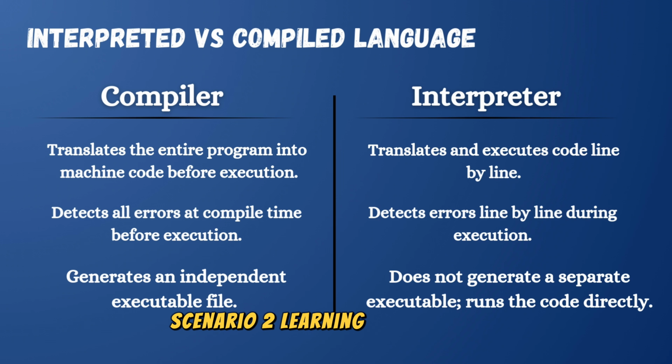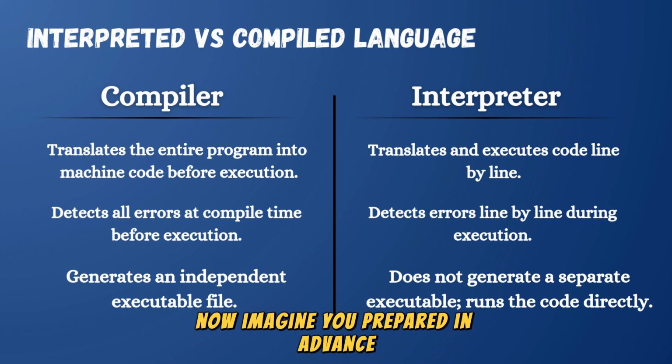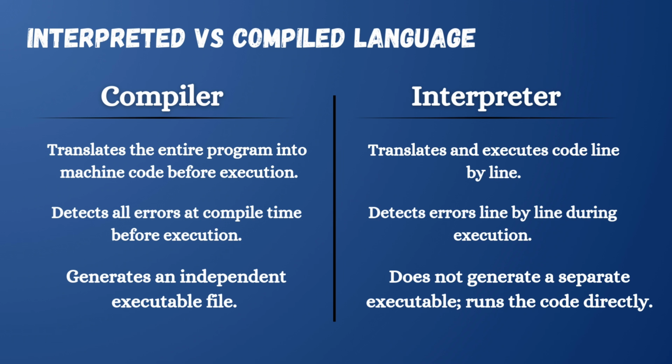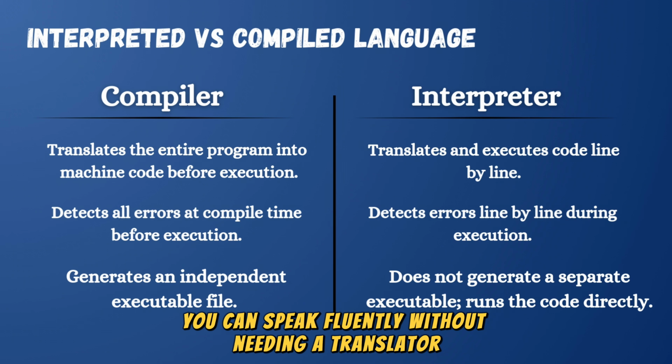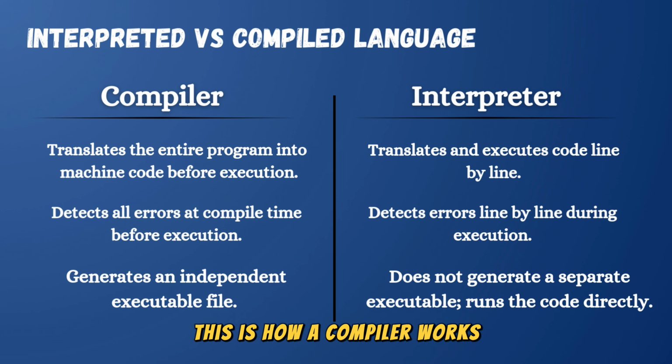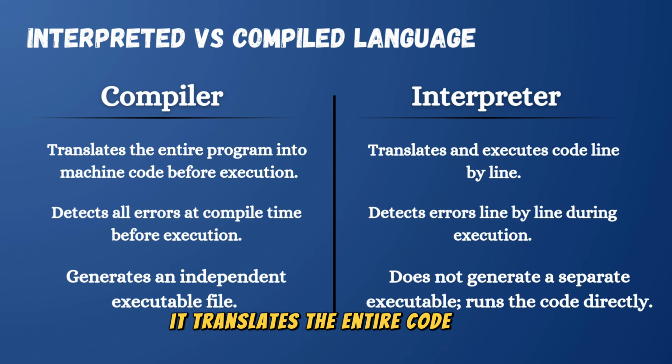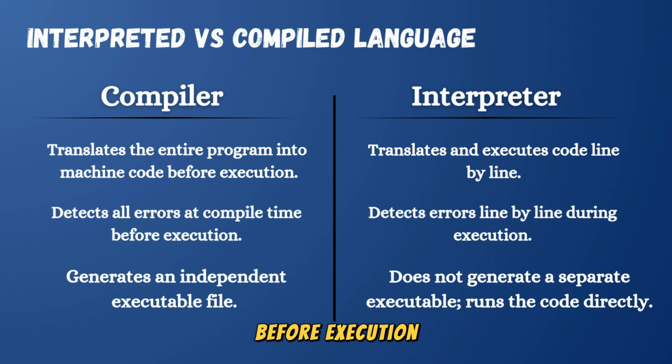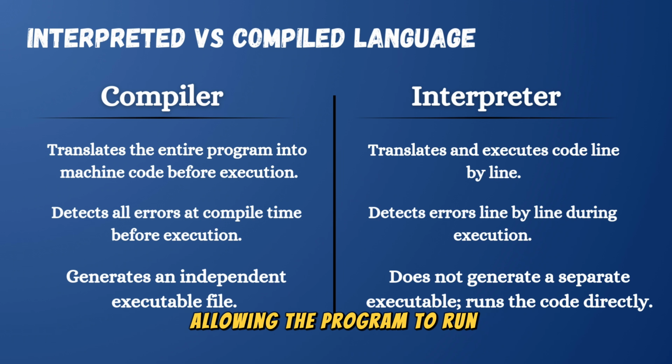Scenario 2, learning the language beforehand. Now imagine you prepared in advance. You took language classes, learned the customs, and when you arrive, you can speak fluently without needing a translator. This is how a compiler works. It translates the entire code into machine language before execution, allowing the program to run smoothly and efficiently.